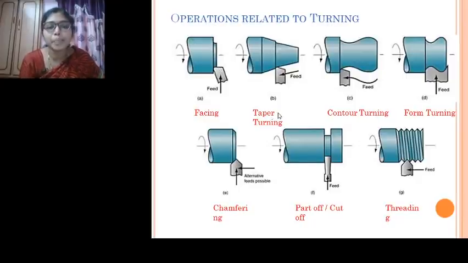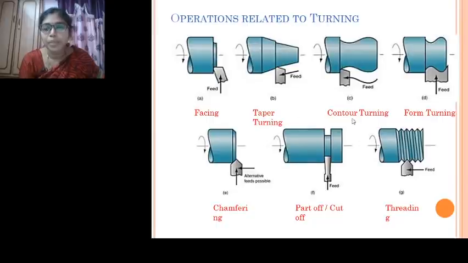And if you take taper turning, if the feed is given at an angle to the workpiece axis, then it is called a taper turning operation.